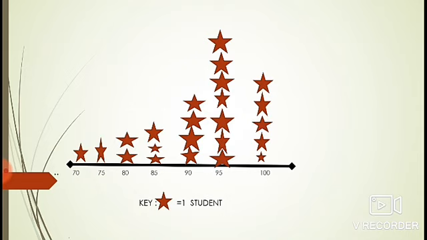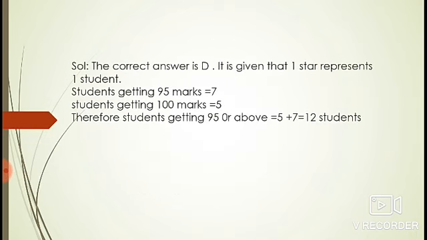Students getting 95 marks are 7. Students getting 100 marks are 5. So students getting 95 or above: 7 plus 5 is equal to 12 students.